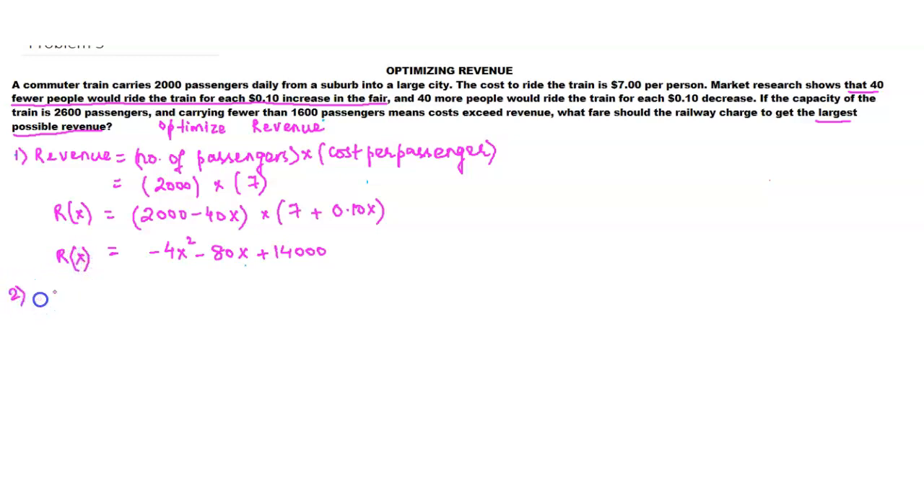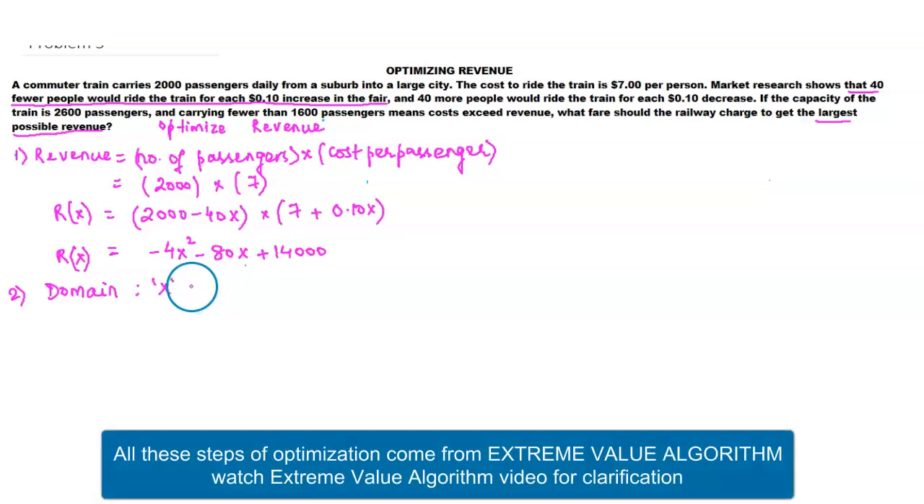Our next step is to find out the domain. To find out the domain, we'll see what variable this equation is in, and this equation is in the form of X. So what does X stand for? X represents the change in fare and number of passengers.